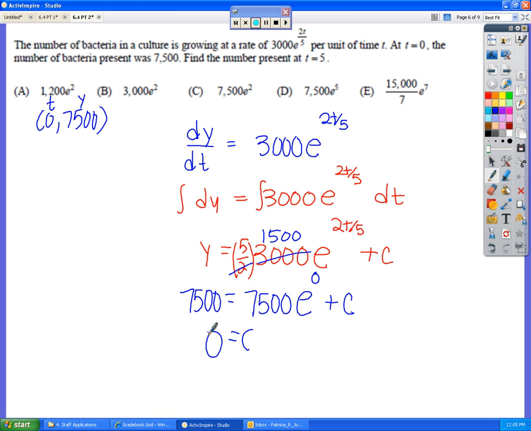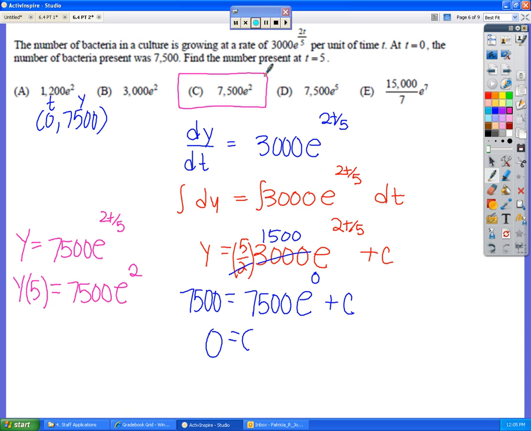So our actual equation is y is equal to 7,500 e to the 2t over 5. And then I want to find the amount present at time equal to 5. That would be 7,500 e to the 2t divided by 5, which should just leave me e squared. So the answer to this one, hopefully, is C, if I did that correctly.